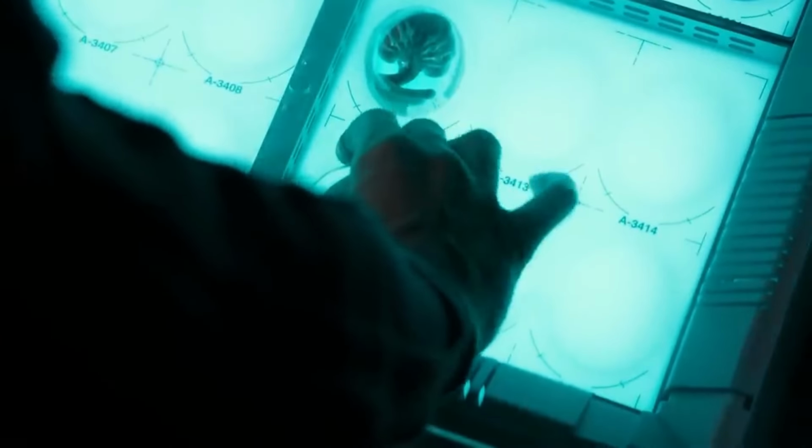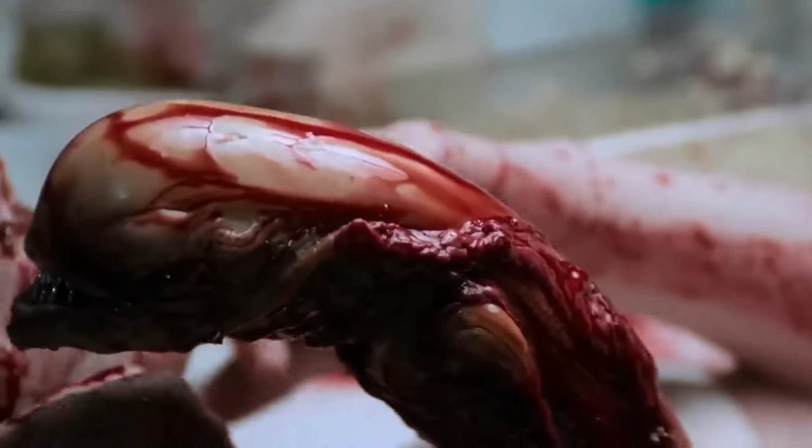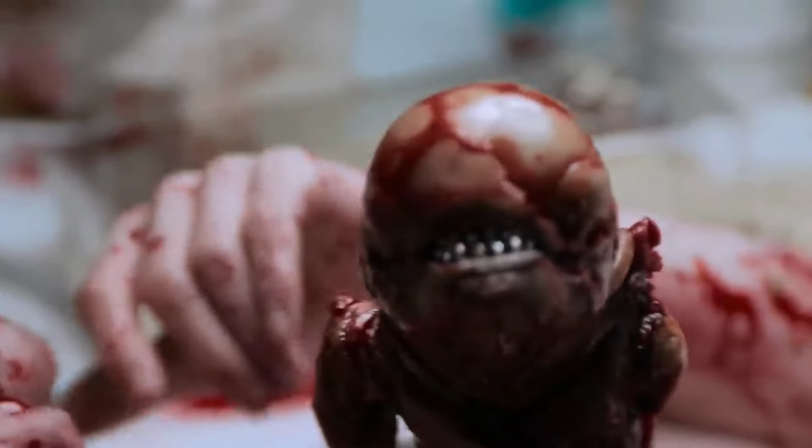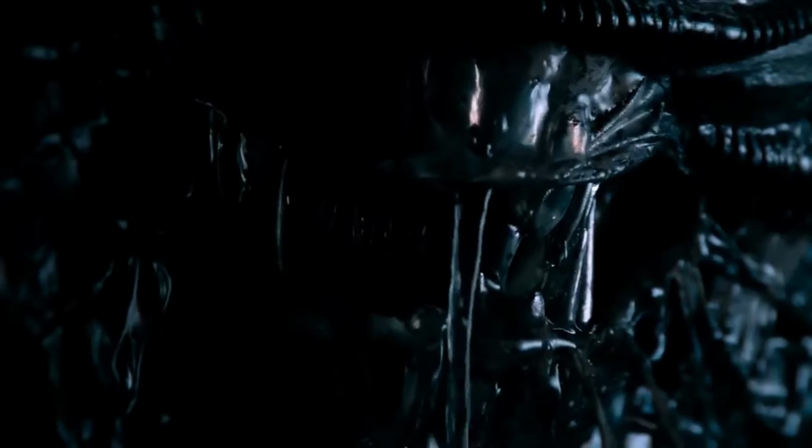The film ends with Daniels and Tennessee heading towards Origae-6, while David, in the guise of Walter, places facehugger embryos and human embryos in cold storage.